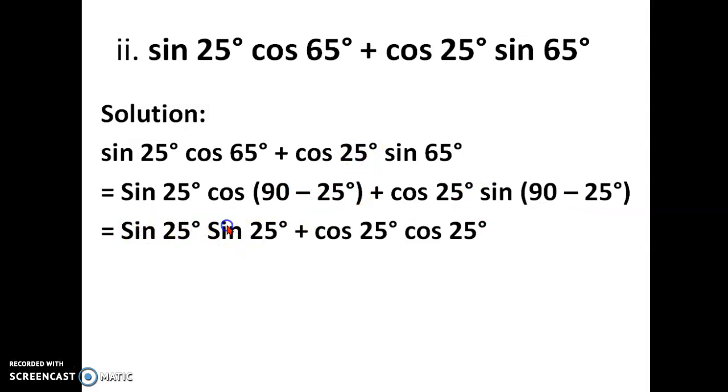What is this? Both are the same in multiplication, so you can write it as sine square 25, no? And here also cos 25 into cos 25, so it is cos square 25. So sine square 25 plus cos square 25 equal to 1. Both are the same angles, both are 25 degree. So it is sine square theta plus cos square theta equal to 1. That identity we are using, and we get 1 here.